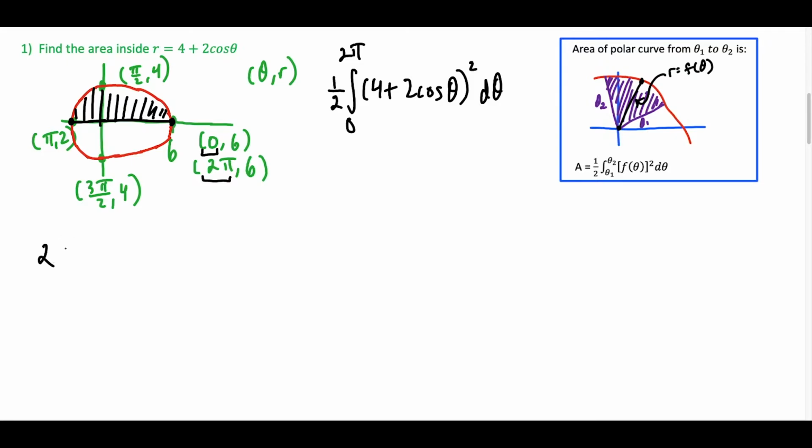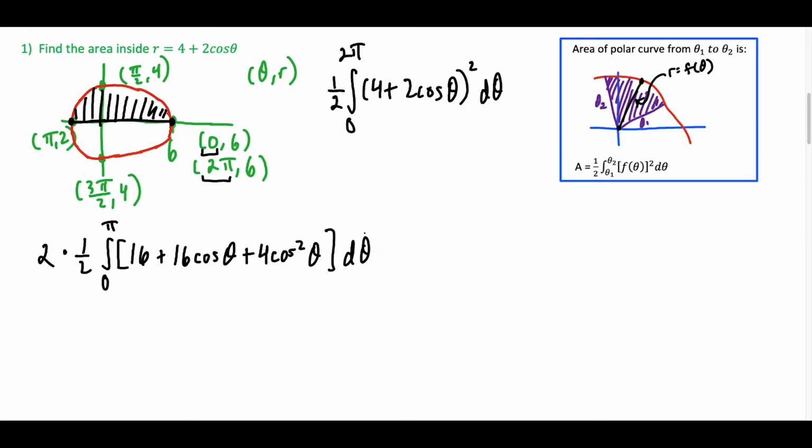We would have 2 times 1/2 the integral from 0 to pi, and we have our 4 plus 2 cosine theta squared, which we could expand. If we multiply this binomial by itself, we would have 16 in front, and then 4 times 2 cosine theta is 8 cosine theta, but we have 2 of those, so we're going to have 16 cosine theta as our middle term, and then this will end with 4 cosine squared theta. So we just need to evaluate this integral.